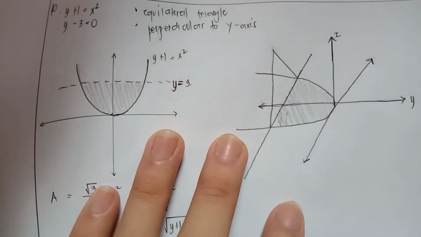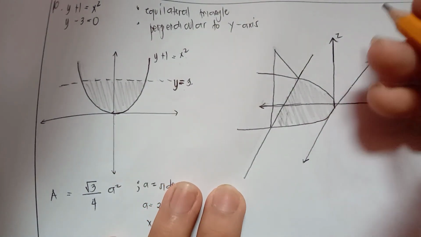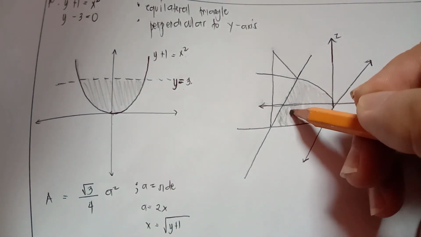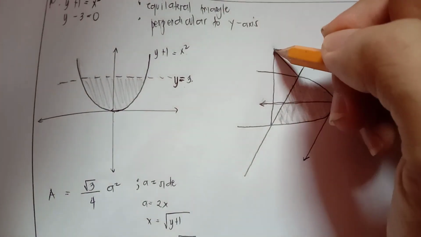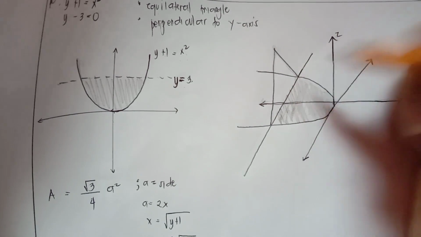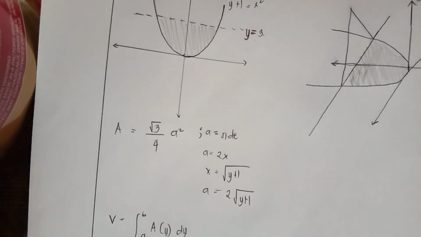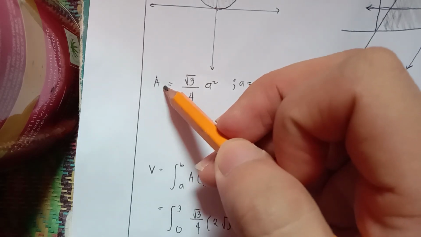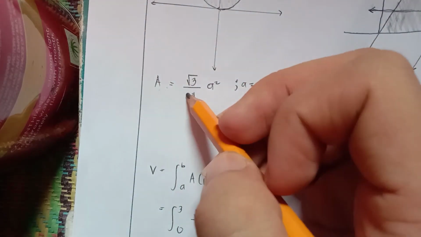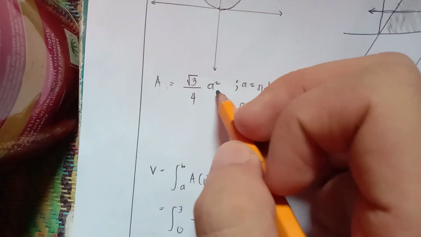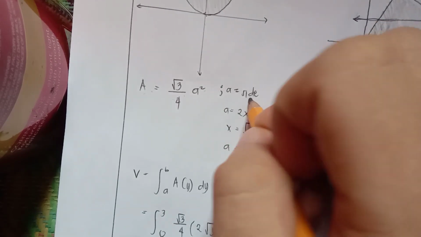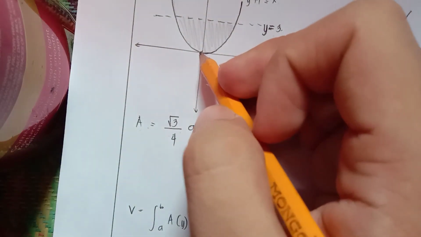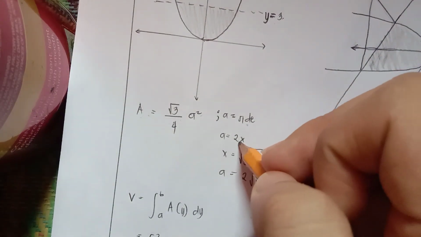Then ito yung 3D na graph natin. So ito yung volume. Ito yung equilateral triangle natin. Then ito yung formula for area of equilateral triangle, which is A is equals to the square root of 3 over 4 a squared, which is yung a natin is yung side. So yung side dito, yung dalawang side, dito yung 0, then 0 din to. So magiging a is equals to 2x.